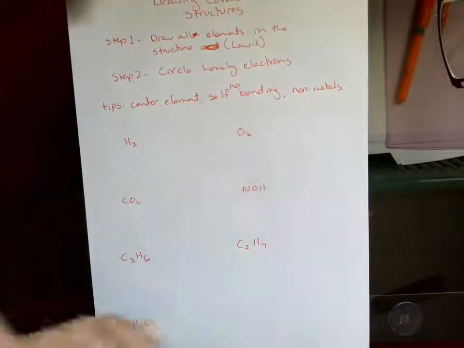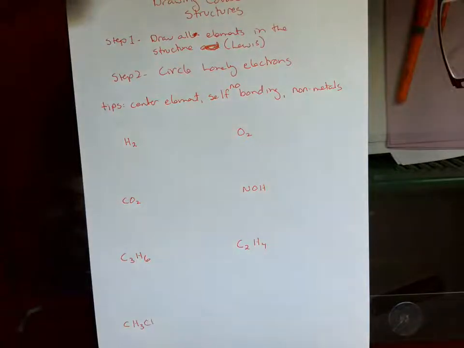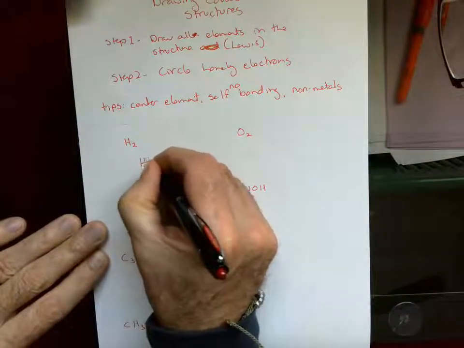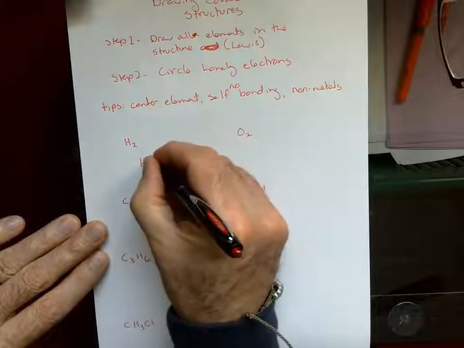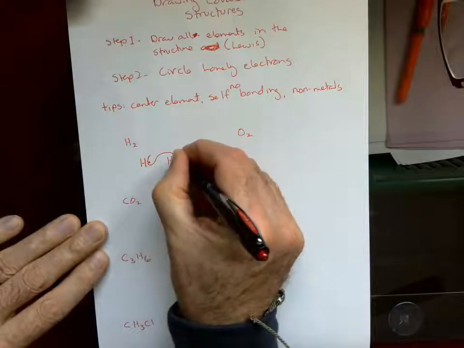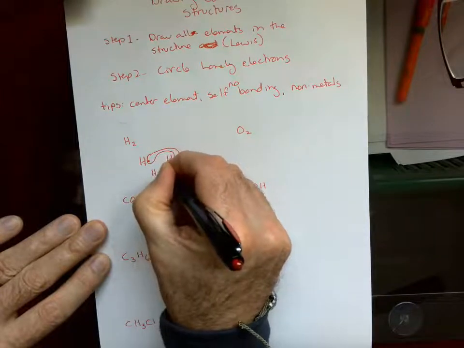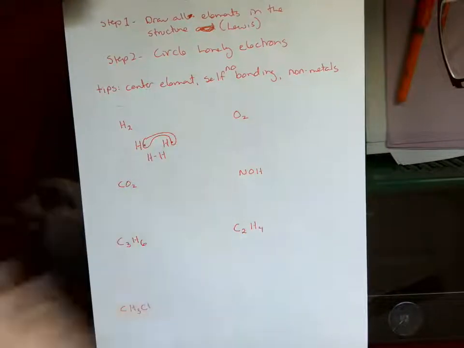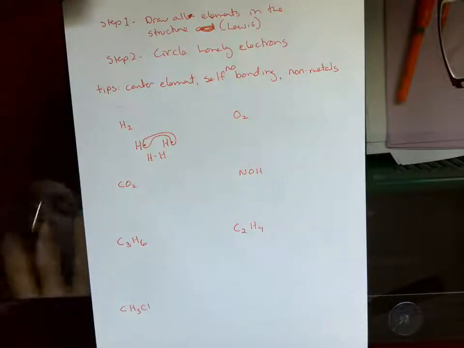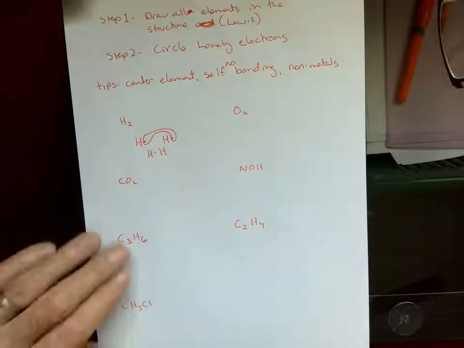So here's our rules. Draw all elements in the structure, Lewis diagrams, and then circle lonely electrons. There's hydrogen. There's hydrogen. Remember, it's in the first column, so it gets one dot. And there's what the bond looks like. So a bond in chemistry is made up of two electrons in overlapping orbits. Now, that might not make a lot of sense at this point, but as we draw more things, you'll start to get the hang of this.